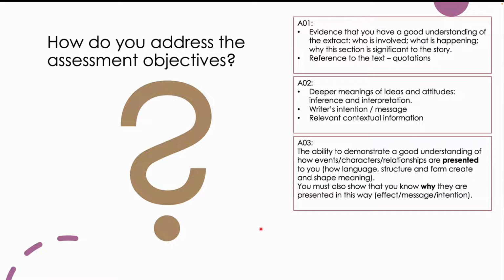So think about what you know about the form. Think about the fact that it's a novel. What do you know about a novel? How has this novel been constructed? What kind of a novel is it? But also think about the language and the structure as well. You must also link that back to why something is presented in that way. For example, if the writer has used a metaphor, then why? Why at that point? Why here? Why for that particular reason? Why for that effect? And that again will link you back to your AO2, which is your writer's intention and your message.